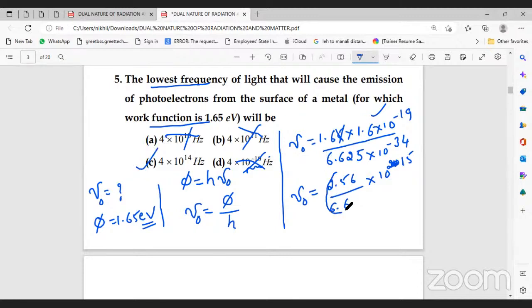If you simplify this, you will get in terms of 0 point something only into 10 raised to 15. If we shift the powers, we'll get 4 into 10 power 14 approximately. Yeah, that is the very good answer. Okay, sir. So option C is the right answer. No need of doing the complete calculations. Yes, sir. Yeah.